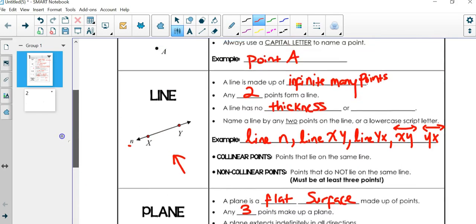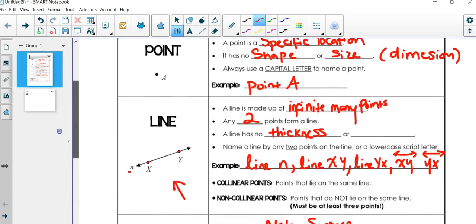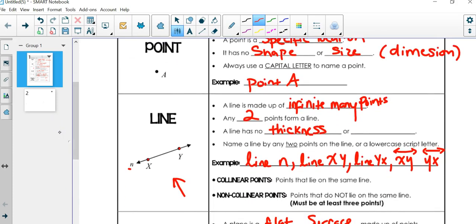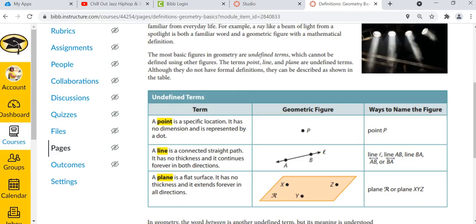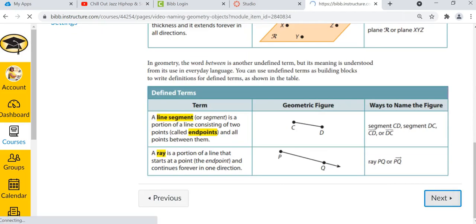Now, if you would like to submit this work with the answers on there, I'll quickly show you how you can type in your answers. So what you can do is go ahead and go into your class. So we're just going to click next.